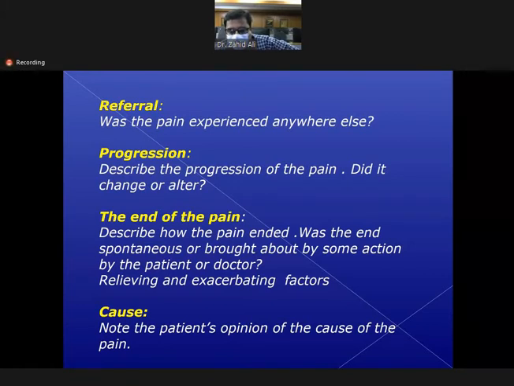And at the last, you ask what do you think is the cause of the pain. Then the patient will say, maybe because of trauma, maybe I've got a burning in micturition. Then you can understand that this might be because of a UTI. So this is very important.